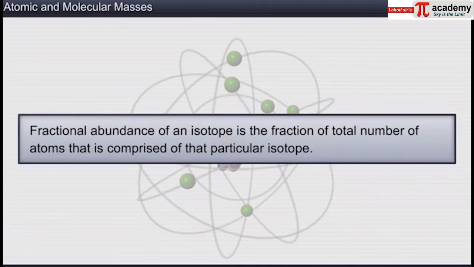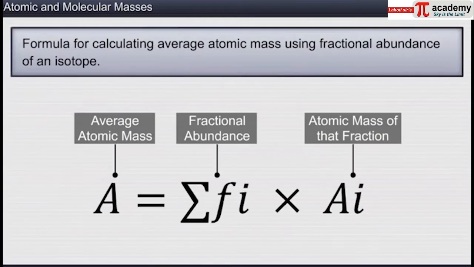We can also calculate the average atomic mass using fractional abundances of isotopes of an element. Fractional abundance of an isotope is the fraction of the total number of atoms that is comprised of that particular isotope. The formula for calculating an average atomic mass from fractional abundance is fractional abundance multiplied by the atomic mass of that fraction.